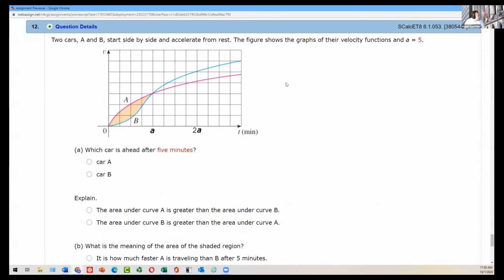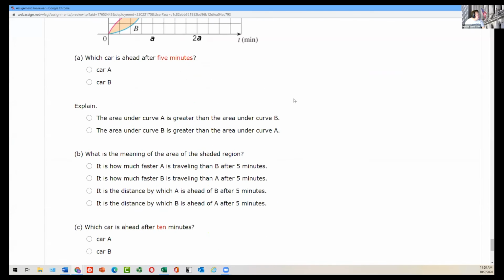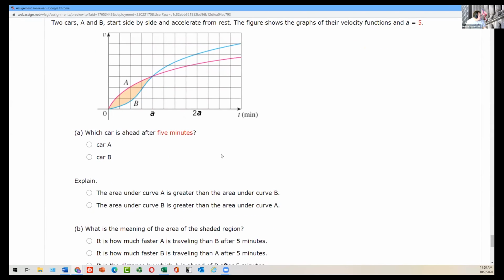And our last question is a good one. It's a practical use for areas under curves. Now, the first question is, which car is ahead after 5 minutes?